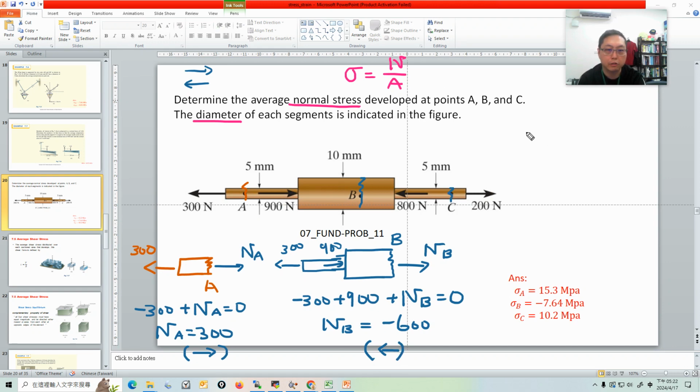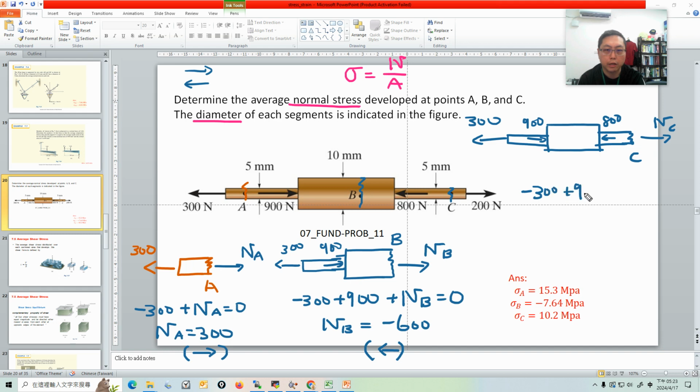Finally section C. So what's section C? Section C is this one. Assume NC here, and here's 300, and here's 900, and here is 800. So do the force balance again: minus 300 plus 900 minus 800 plus NC is equal to 0.